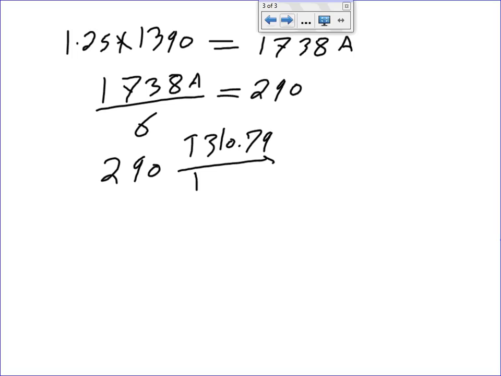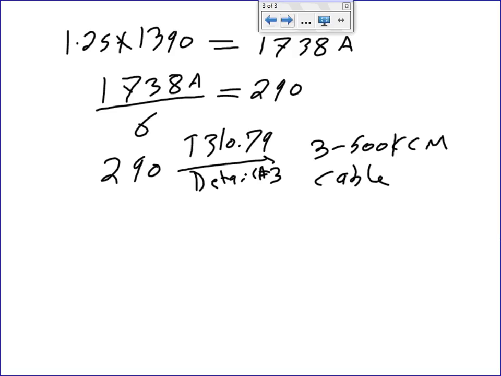310.79 under detail. Which detail? Number 3. So these are multi-conductor cable, 3 conductor multi-conductor cable. What size do you get, Brooks? 500. We're close. So this is going to be 500 kcmil cable. And how many of these? So this is how I write it: 3 conductors, 500 kcmil cable, one cable, multi-conductor. And how many of them do I have? I have 6 sets.